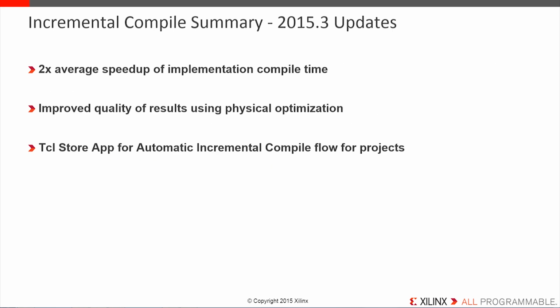So to summarize, the incremental compile flow is a robust, production quality feature that has been in use for many releases to improve compile times and preserve design closure. Expect a compile time speedup of 2x or even greater for large designs and design revisions affecting less than 10% of the total cells, for both 7 series and UltraScale.